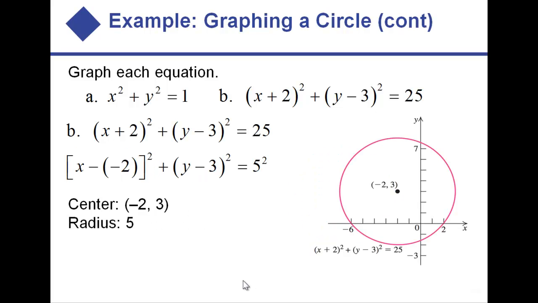Here's the picture of it. Sorry, I did that wrong. I went down 3 instead of up 3. So left 2, up 3. There's your circle. Radius of 5. And you just start plotting points from there.